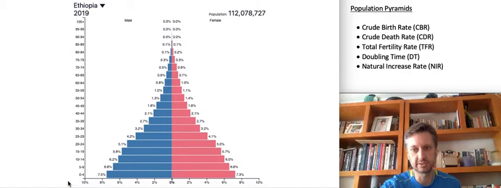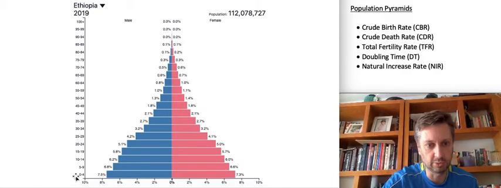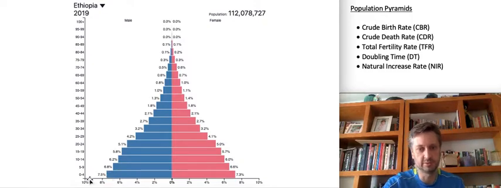So I don't know if you can see on the video when I upload it, but the first stage here shows you the age groups of 0 to 4 years. The next stage is 5 to 9 years. The next stage 10 to 14. The next one 15 to 19, and so on. So we're going up in 5-year age blocks.